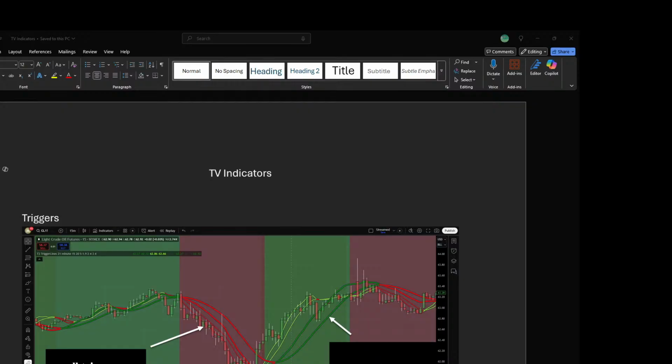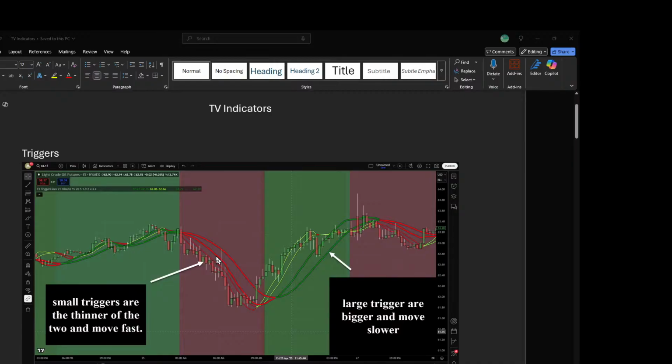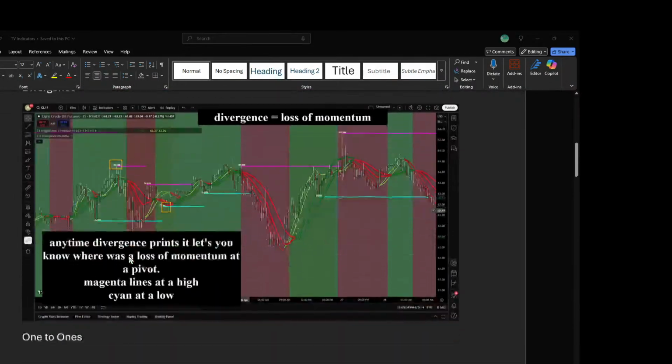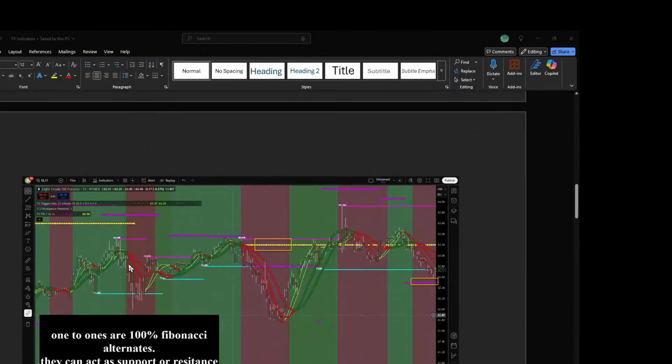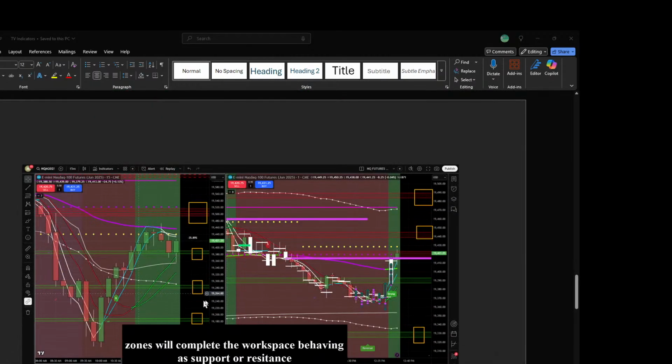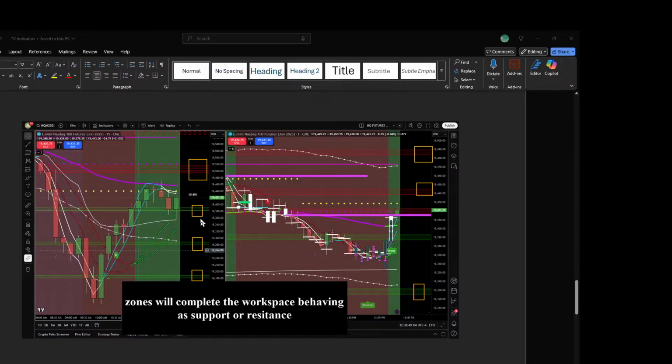This one is TradingView Indicators. Just a little document I put together to identify the parts. They're the same parts that you're going to see on NinjaTrader, guys. Triggers, divergence, those losses of momentum, one-to-ones, mid bands, and then the outer bands are kind of a new thing. The outer bands are just kind of points of exhaustion. And then zones, areas to trade to, areas to trade from, guys. Just drop that in the room. That's just so you know what you're looking at, the same way we do it with NinjaTrader.